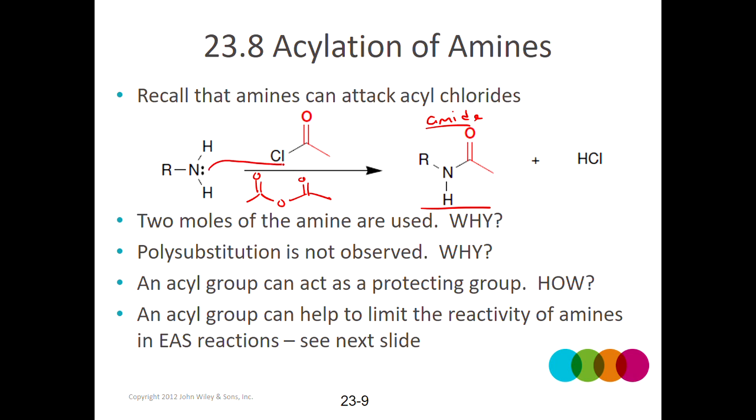The nitrogen can attack, push electrons up. When they swing back down, it'll push out that leaving group. Same thing can happen here. Electrons would swing up, and when they'd swing back down, it would push out this carboxylate leaving group, which isn't quite as good as the chloride leaving group, but they're both relatively good leaving groups. And once they leave, they're not really coming back in due to their stability.